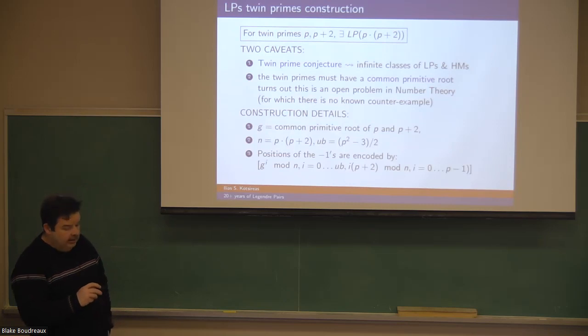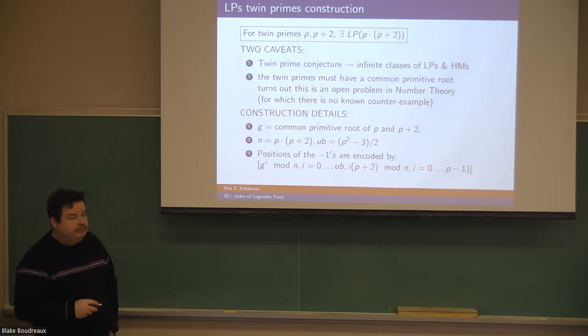Now there is another construction called the twin primes construction. And that construction goes like this. For every twin prime pair P and P plus 2, there is a Legendre pair of order P times P plus 2. How does this construction work? Well, first of all, you have to find G to be a common primitive root of P and P plus 2. So the generator of the cyclic group kind of thing, right?